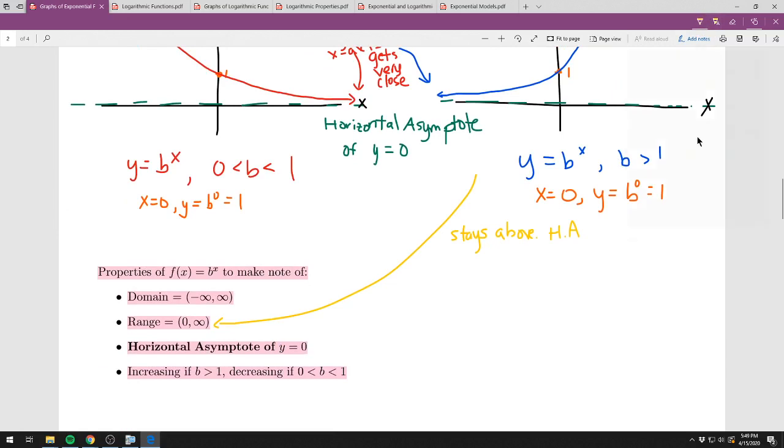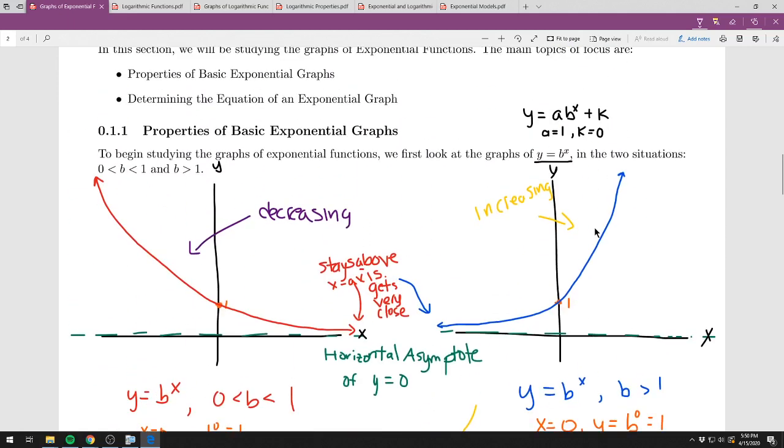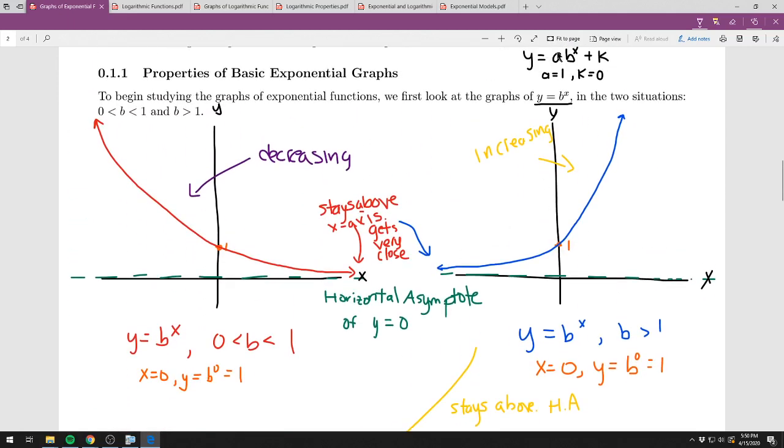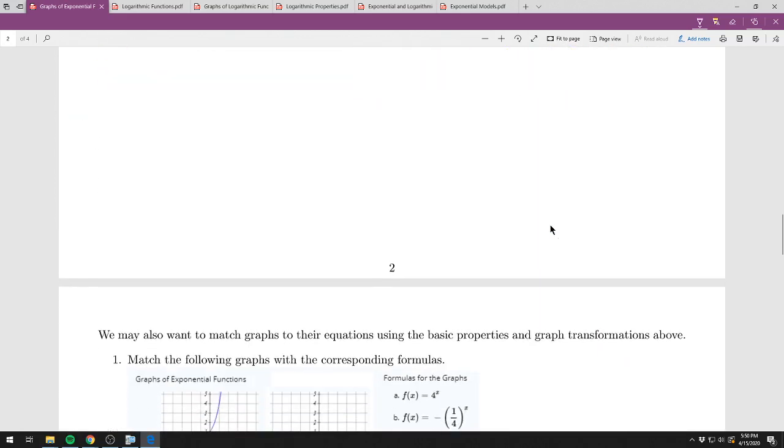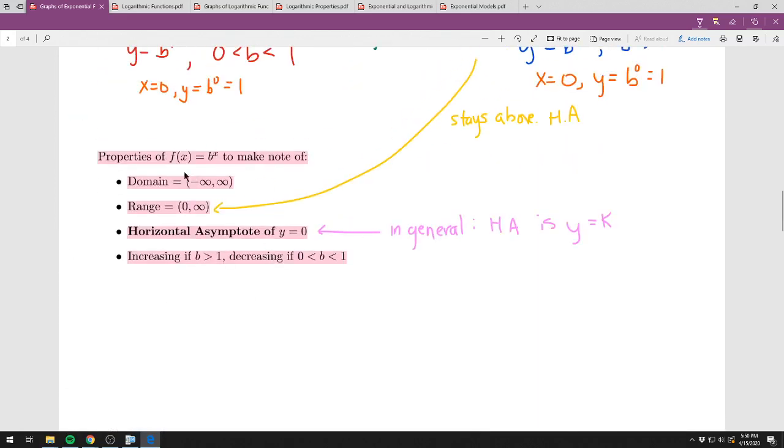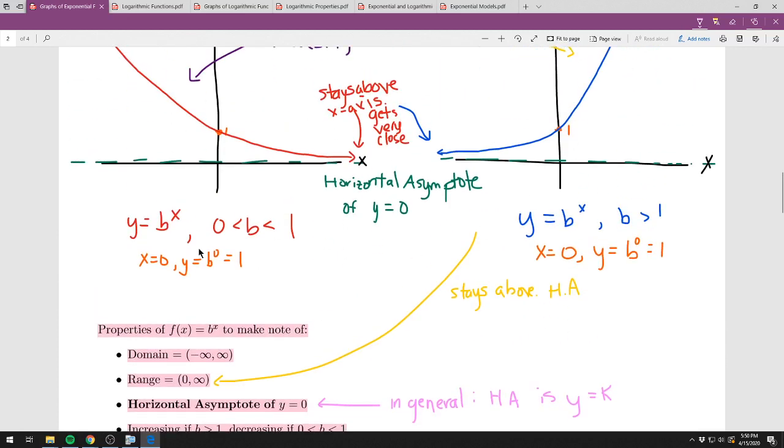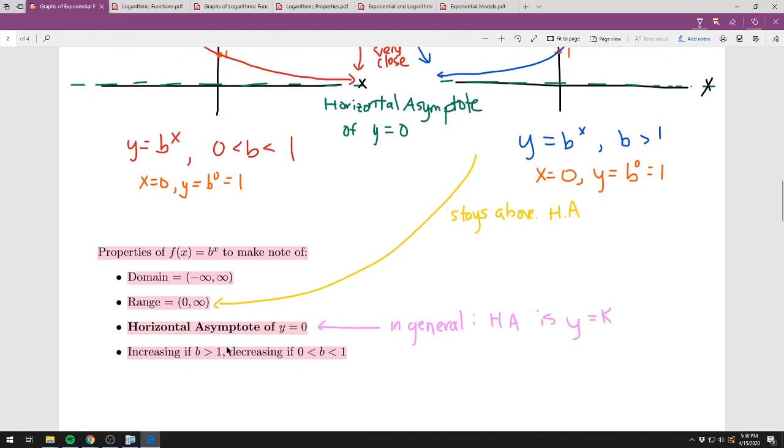In general, what you'll find, and I like to just mention this here, is that the horizontal asymptote is y equals k. It's not coincidental that k was 0 and the horizontal asymptote was 0. If k is 2, that means we are going to add 2. We're going to move the graph up 2. The horizontal asymptote will go up 2. But I would definitely write these down, make these pictures. This is really the background of this.